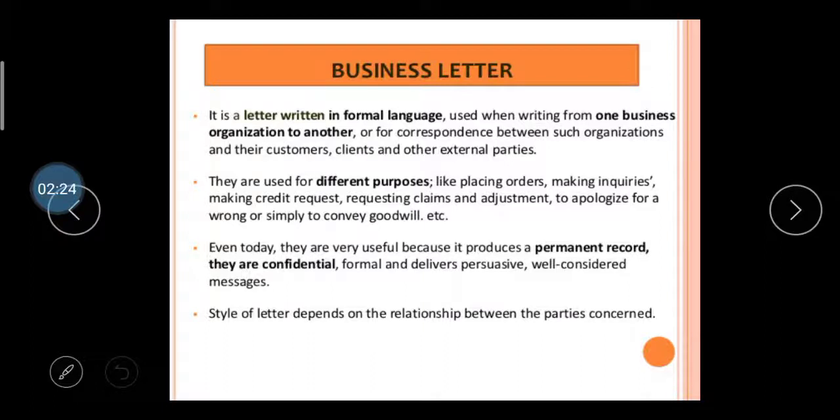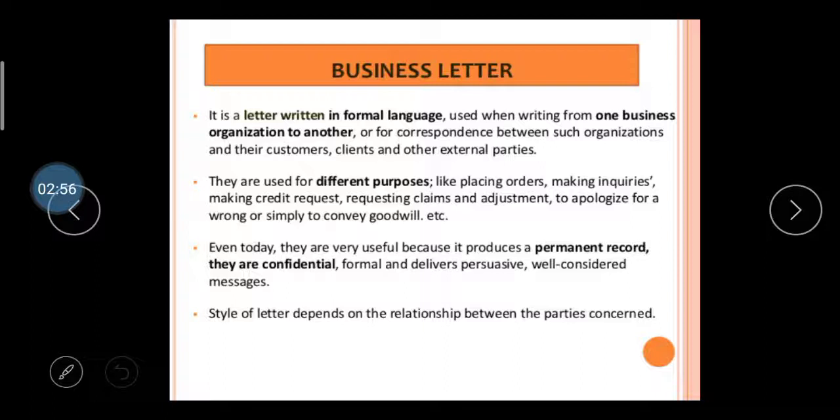Why is the business letter written by the organization? For placing an order, making an inquiry about any product, making a credit request, then requesting claims and adjustments, apologizing for any wrong, and simply conveying goodwill. For these purposes, any organization writes a business letter.